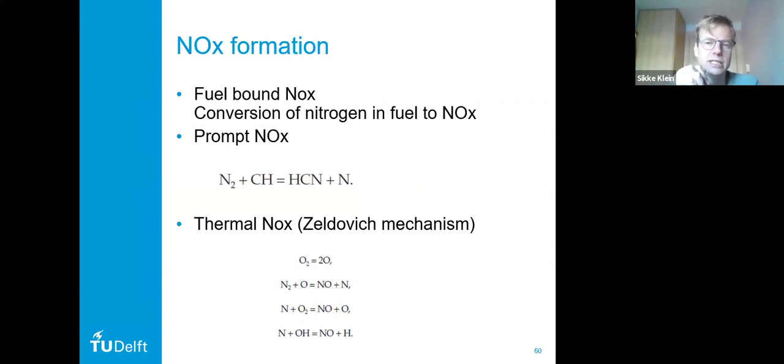And NOx formation, you have three mechanisms. So you have fuel-bound NOx. So if you have nitrogen in fuel, that will be oxidized and converted into NOx. You have prompt NOx, where you also have some reactions between the radicals. You see some radicals from the combustion, for example CH4, you can also form NOx. And then you have the thermal NOx. And this is for gas turbines the most relevant one. It's called the Zeldovich mechanism. And it really gets very relevant at high temperatures. So the higher the temperatures, the higher the NOx emissions.